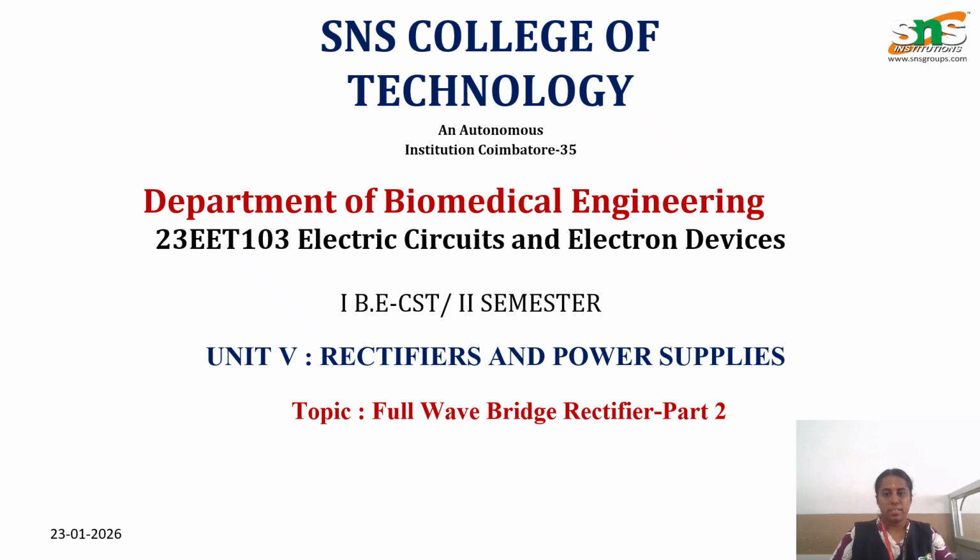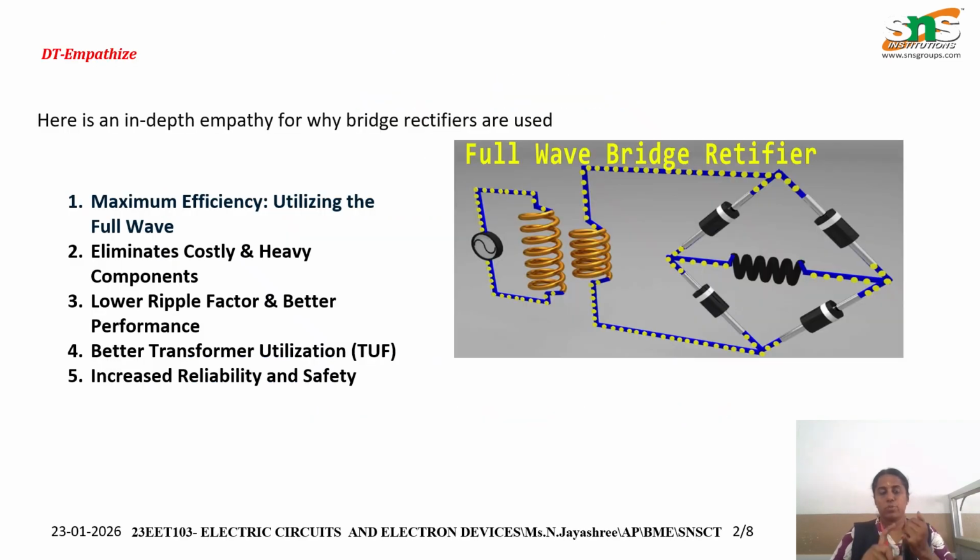We have already seen that in the half wave rectifier only one diode is used. In the full wave rectifier, two diodes are used, a top diode and a bottom diode. Whereas in the bridge rectifier, four diodes are used and they form a bridge. That is the full wave rectifier.